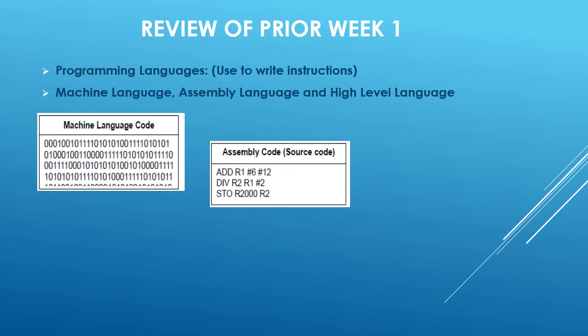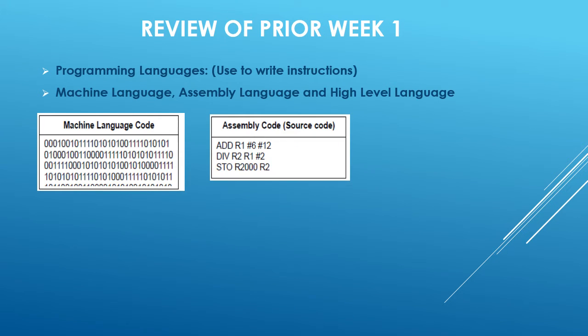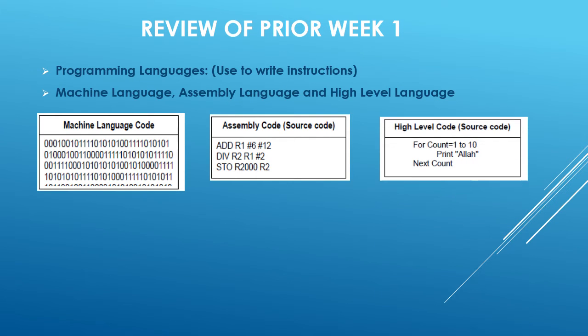In assembly language code, the source code or the instructions are written using the operation codes and the mnemonics. We use registers to store the values and result of those values. In high-level language code, the source code is written using English-like language or English language vocabulary.